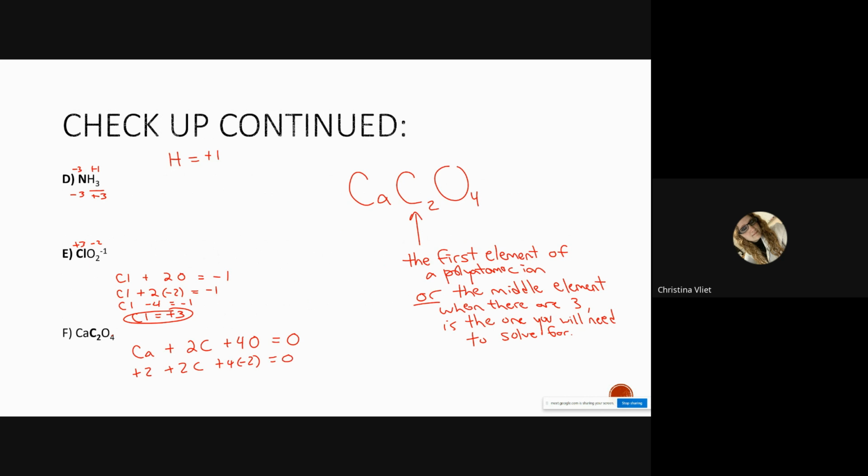Everything equals 0 here. So I made my little equation. I have 1 calcium, 2 carbons, and 4 oxygens. I know all of that adds up to 0, because that's the overall charge. Each calcium is plus 2, each oxygen is negative 2. So 2 times carbon minus 6 equals 0, and then 2 carbons equals positive 6. Divide by 2. Each carbon is positive 3.